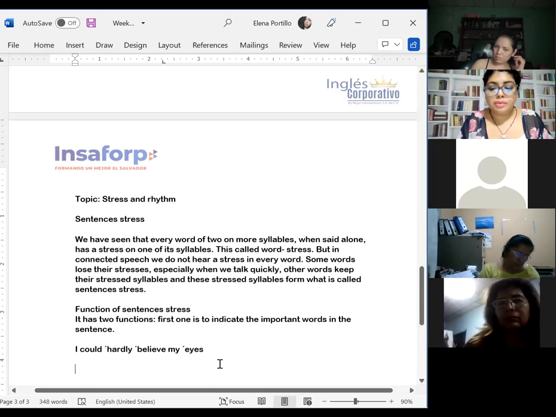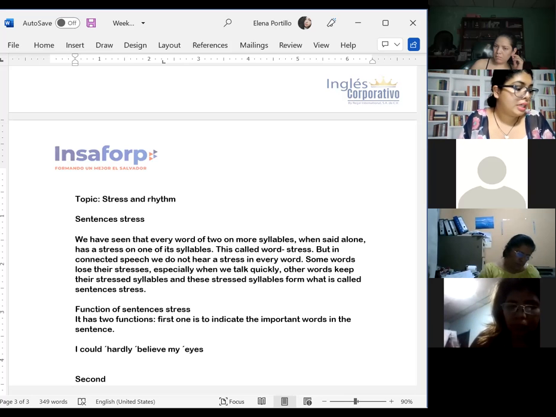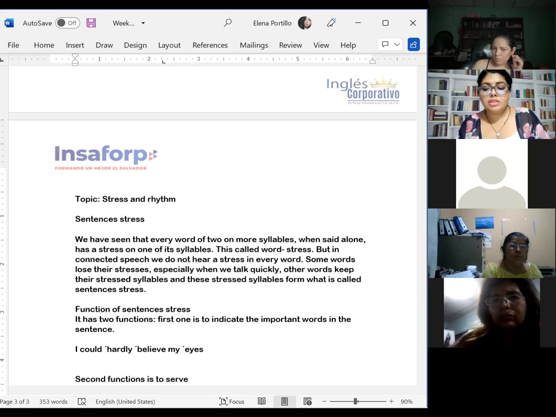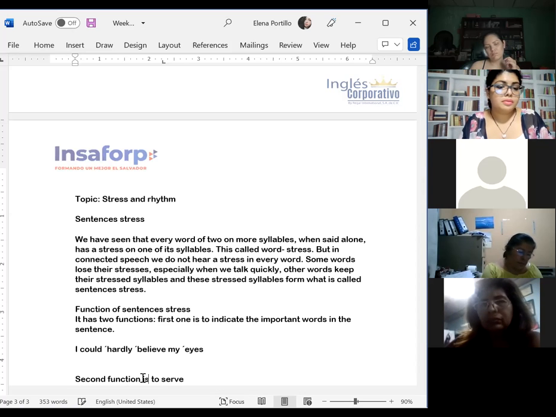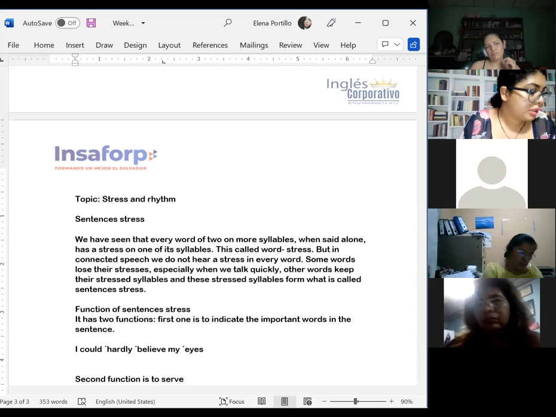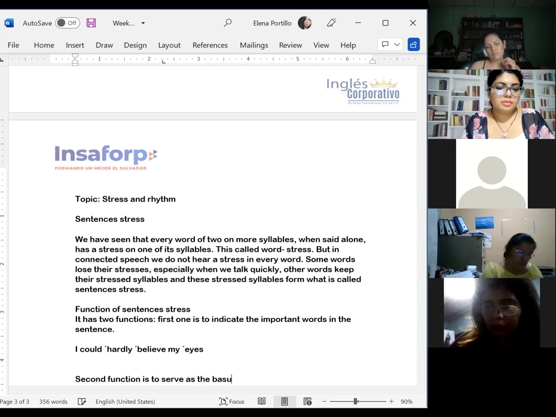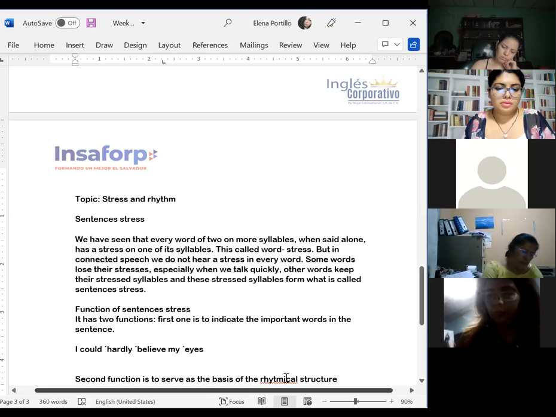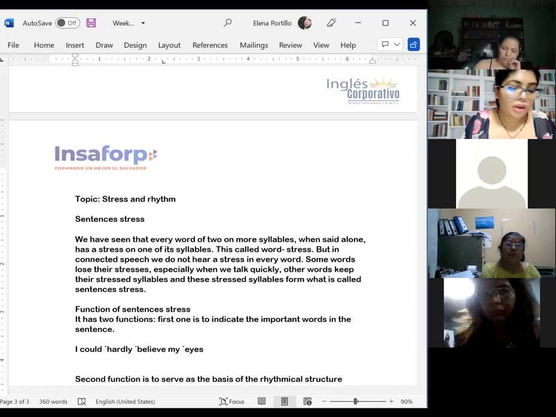Then we have the second function. And it says, is to serve. We are going to add here second function. Second function is to serve as the basis of the rhythmical structure of the sentence.